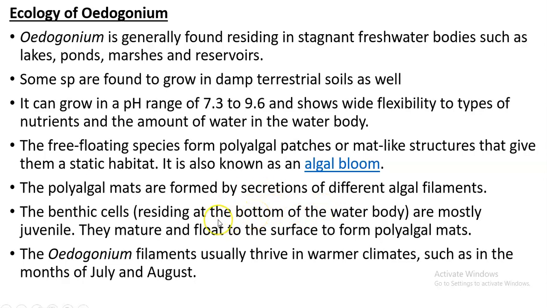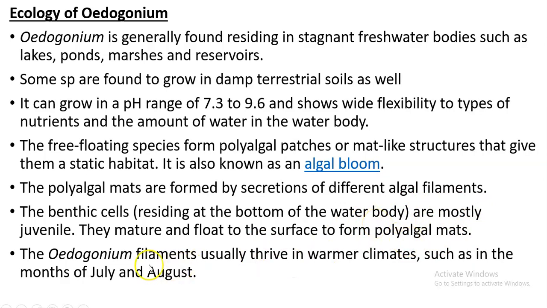Then there are different phases of growth. At first it will be in juvenile stage, after the spores are born. That means in the baby stage. At that time, it is found in the benthic area or at the bottom of the aquatic body. Then when they are mature, they come to the surface and float on the surface to form polyalgal mats. As we have already told, it is created by the secretion of different algal filaments.